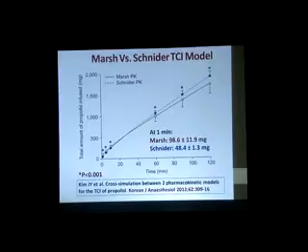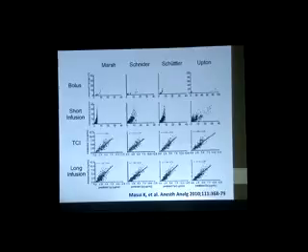Marsh and Schneider models, when they are compared, have significant differences at all times. They do not match with each other. So we do not have a single model which is universally acceptable, or which predicts the right kind of concentrations in the blood. This is where they are compared.